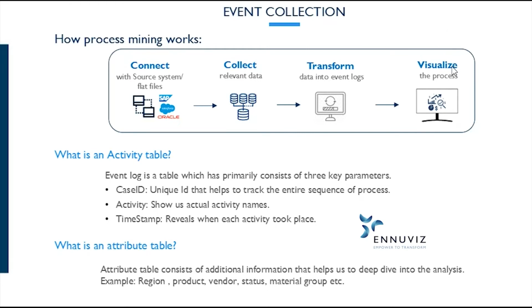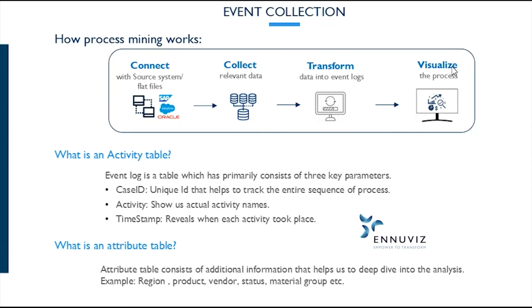What is activity table? Activity table is the primary and important table for the analysis of a process. It consists of three key parameters: case ID, unique ID that helps to track the entire sequence of process; activity, shows us the actual activity names, for example, invoice created, payment done, etc.; timestamp, reveals the time duration of each activity.